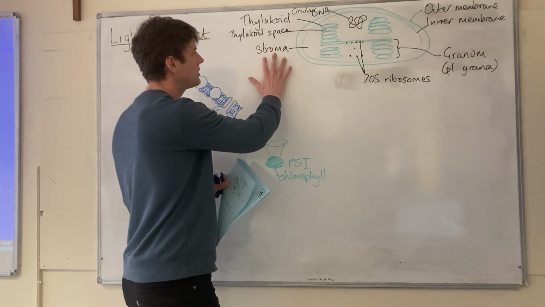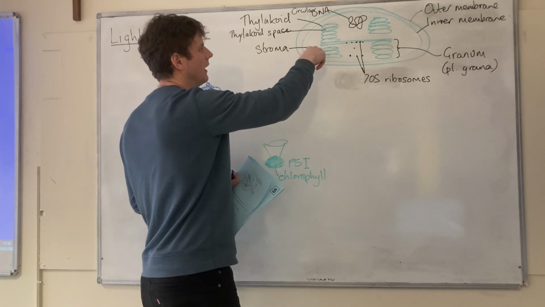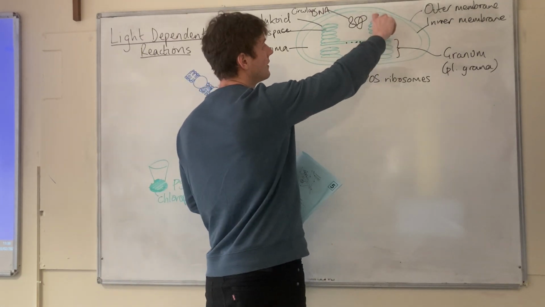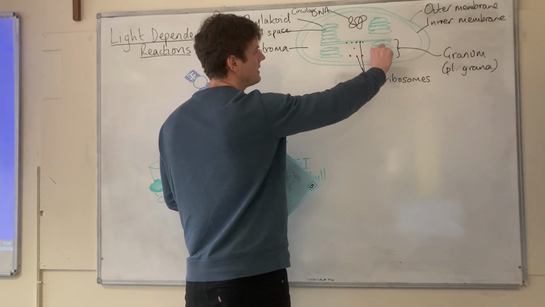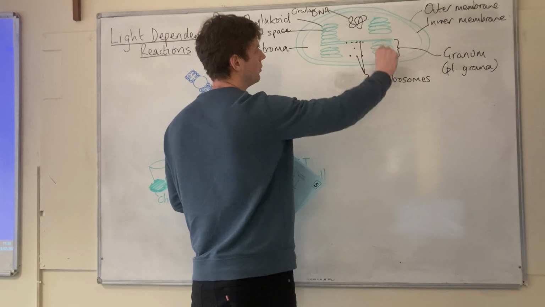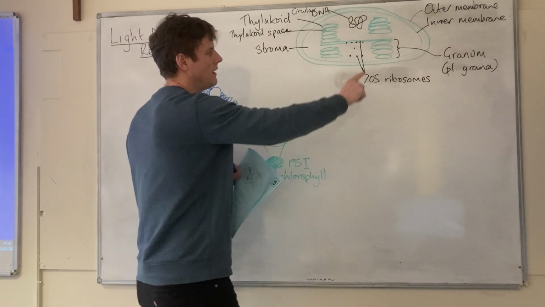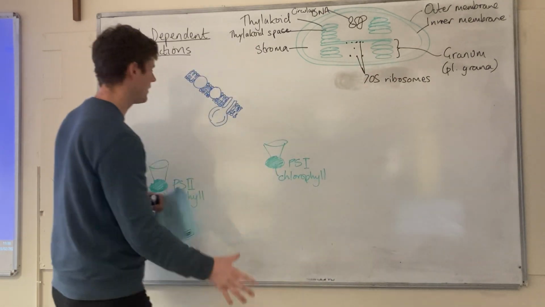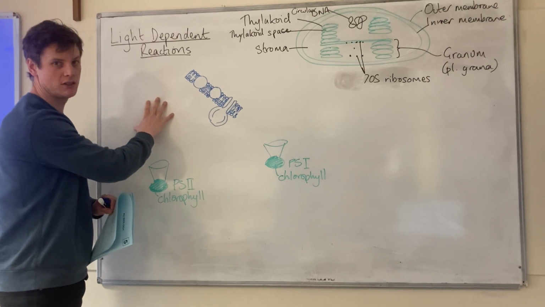Okay, so like I said, I've mentioned the stroma, which is the solution present inside the chloroplast. We also have these stacked shapes which are called granum. So these are stacked thylakoids. You can see a thylakoid at the top there. Now the thylakoid is surrounded by a thylakoid membrane, and that's what we're going to show with the light-dependent reactions in a moment.